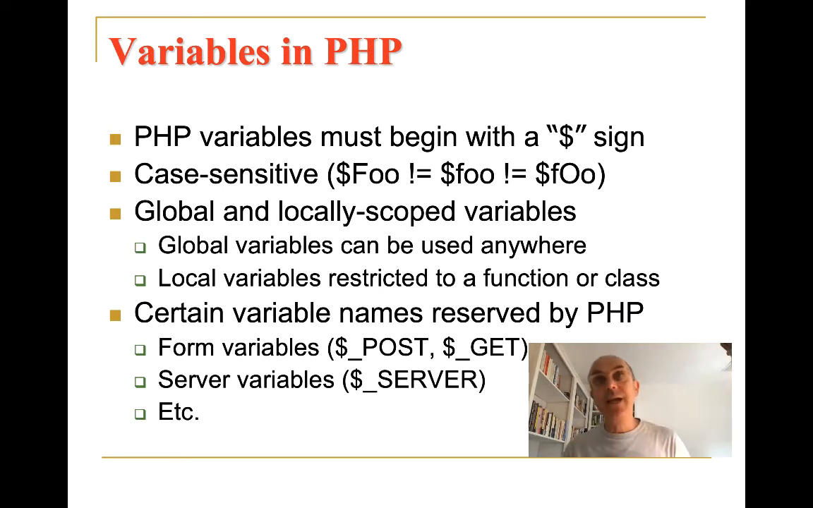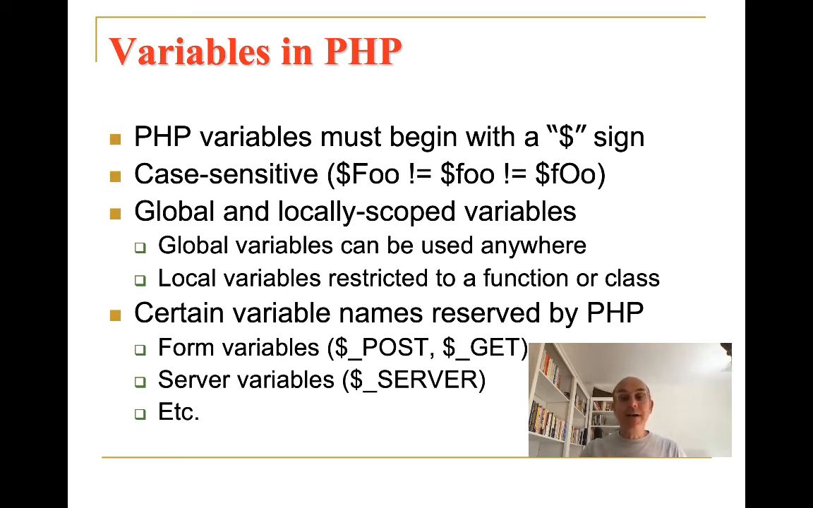So one of the things that we talked about in JavaScript is the idea of variables. In PHP, variables must begin with the $ sign. It is case sensitive, and we have two types of variables, global and local. The global variable can be used anywhere. Local variables are restricted to a function or a class, as we talked about in JavaScript.